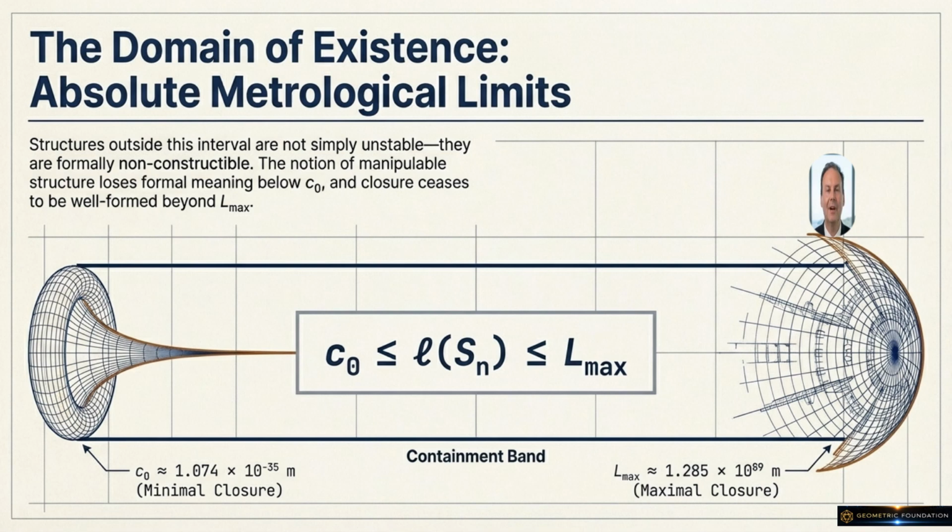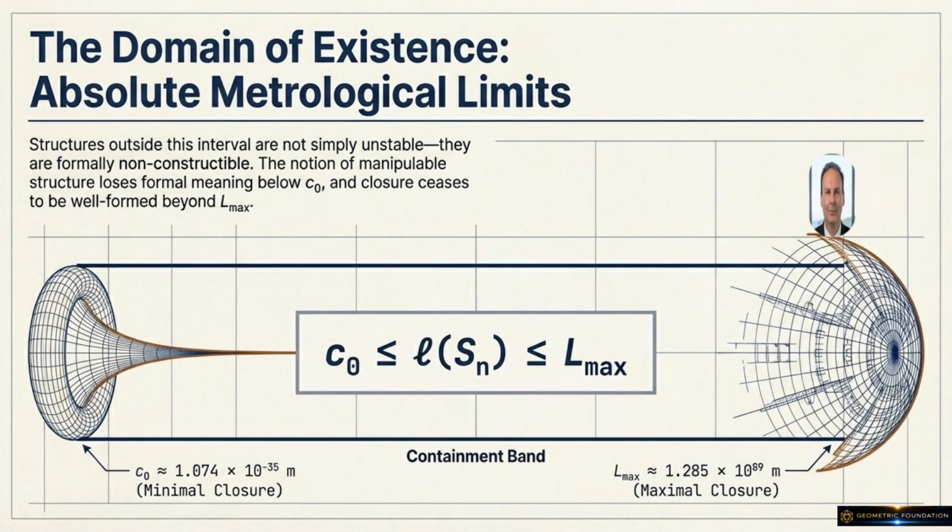The diagrams provide visual intuition. A wireframe torus symbolizes minimal closure. A wireframe sphere represents maximal closure. Between them stretches the containment band, the valid range for all constructible structures.